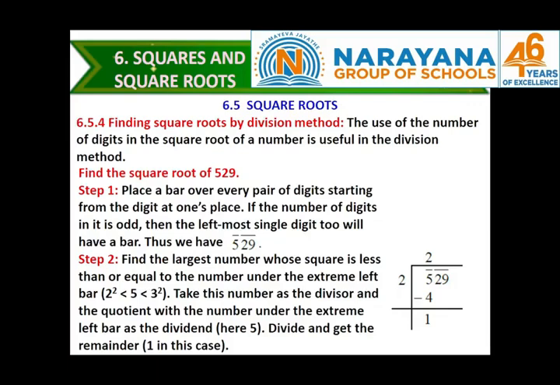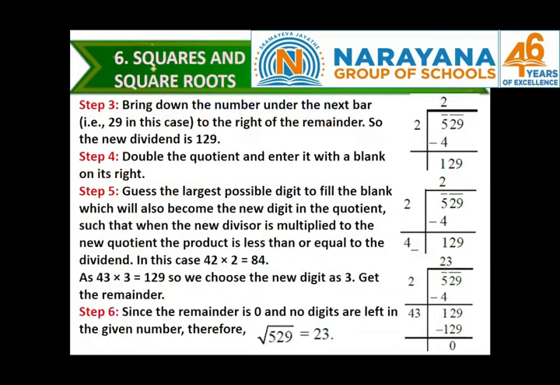In division, the divisor is given, but here we need to identify the divisor ourselves. So 2 2s are 4. I am writing the 4 under the 5 and doing the subtraction. 5 minus 4 is equal to 1. Okay. Till here, I am clear. Next, what is the next step? Step 3. Bring down the number under the next bar, same as in division.